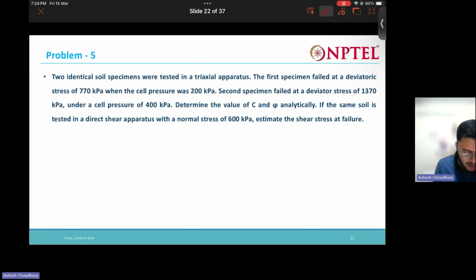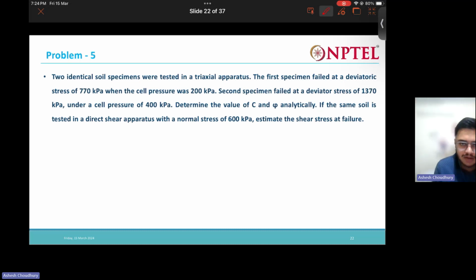Now next, two identical soil specimens were tested in a triaxial apparatus. The first specimen failed at a deviator stress of 770 kPa when the cell pressure was 200 kPa, and the second specimen failed at 1370 kPa under a cell pressure of 400 kPa. Determine the values of c and phi. Okay, so that part we will see later.